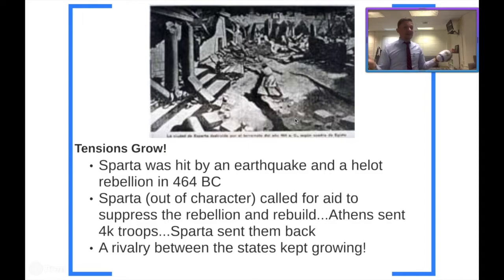And the Athenians, from their Delian League, create an expeditionary force of 4,000 troops, right? And they're like, oh, we're going to go over there. We're going to save the day for Sparta. You needed us? And then they get to the shores of Sparta, and they offload, and then two Spartan warriors show up, and they're like, we're just kidding. We don't need you, all right? And they send them back, right?